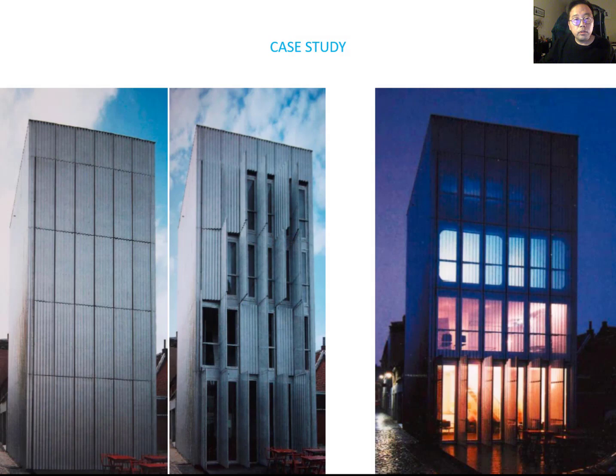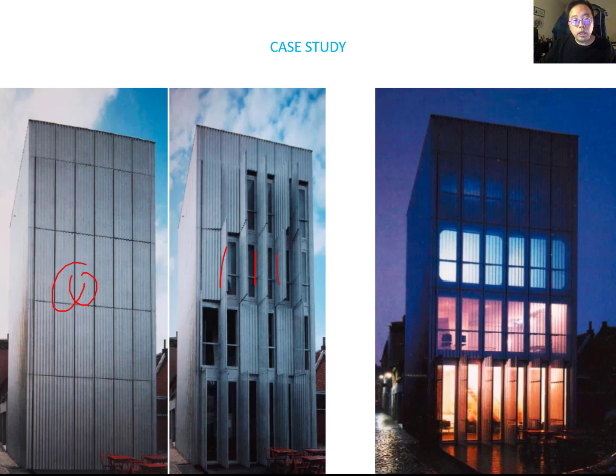Okay, so let's look at a few case studies today. First case study. So let's talk about this case study. What is the finished panel material at the building envelope? So they're using the zinc corrugated panel. When you open it, you can see the punched window. So they just keep the privacy and protect from the direct sunlight. And then also they can ventilate when they open the metal panel.